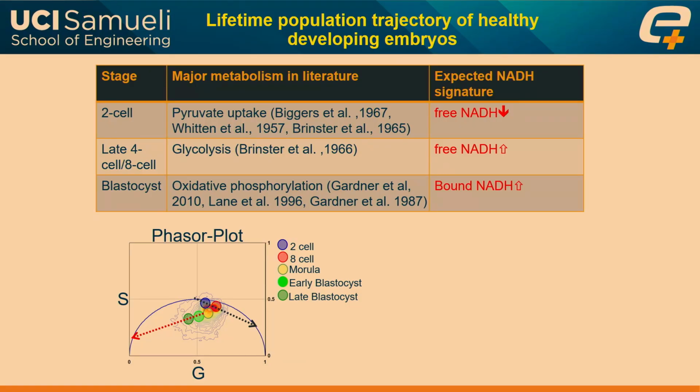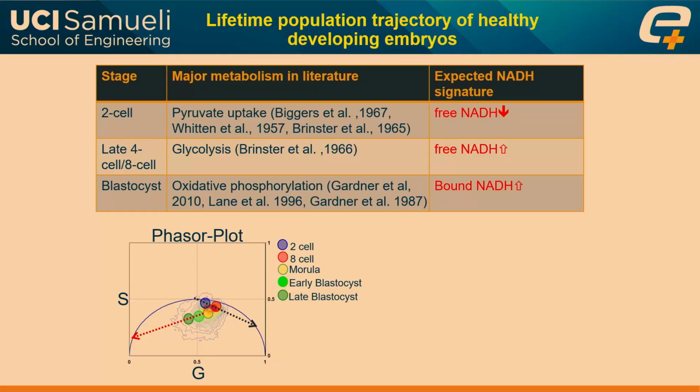So how do we know this is true? Well, if you go back to the 1950s and read this really old data, you could see that the 2-cell, 4-cell to 8-cell and blastocyst stage actually have unique lifetime, unique metabolic switches. So this was all done by crushing the embryo and essentially expiring the embryos, but our lifetime measurements were done just with the free component or bound component of NADH.